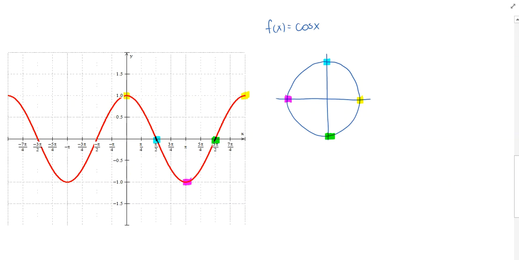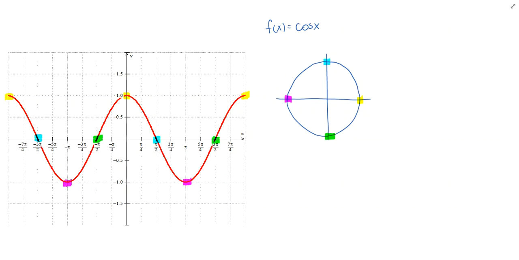Again, negative angle, if I'm going down, negative pi over 2, we're going to end up here at 0. If I do negative pi, I'm going to end up here at negative 1. If I go to negative 3 pi over 2, I'm going to end at 0 again. And if I go negative 2 pi, I will be back here at 1.